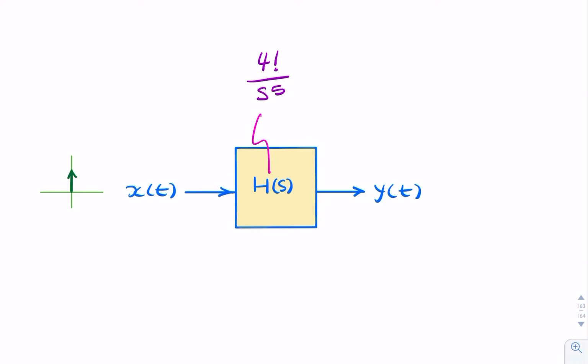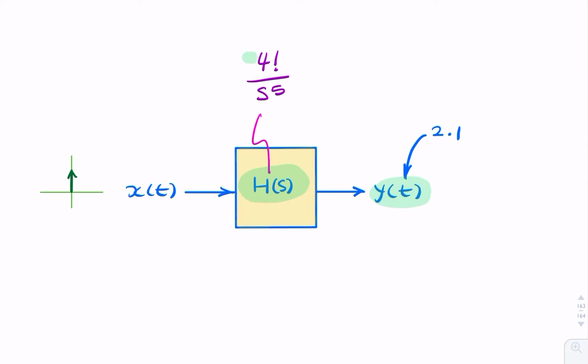In this question, we're given the transfer function of an LTI system. We're told that the input is a unit impulse, and we're asked for the output. We're actually asked for the output at a particular point in time, so we want the output when t equals 2.1. So the first thing we need to do is find an expression for the output.